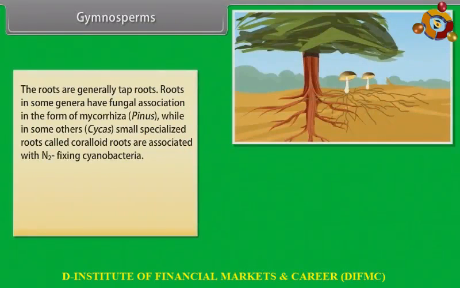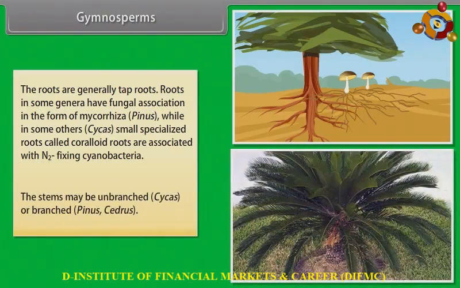The roots are generally taproots. Roots in some genera have fungal association in the form of mycorrhiza, Pinus, while in some others, Cycas, small specialized roots called coralloid roots are associated with N2 fixing cyanobacteria. The stems may be unbranched, Cycas, or branched, Pinus, Cedrus.